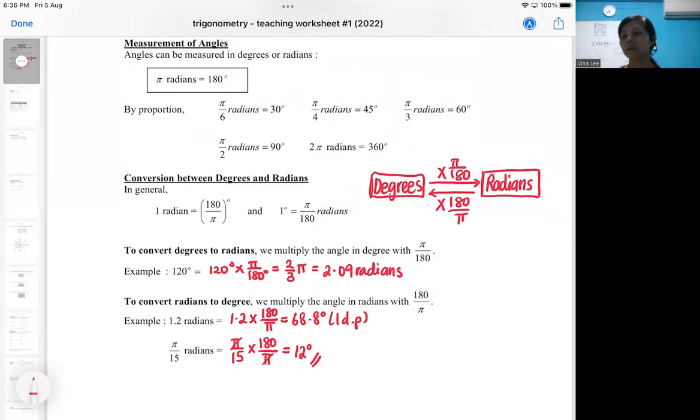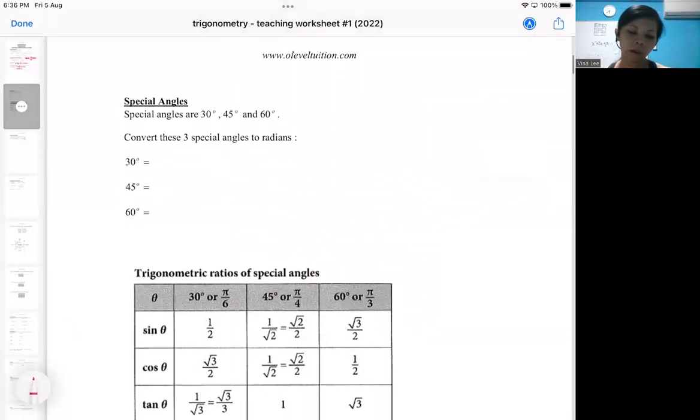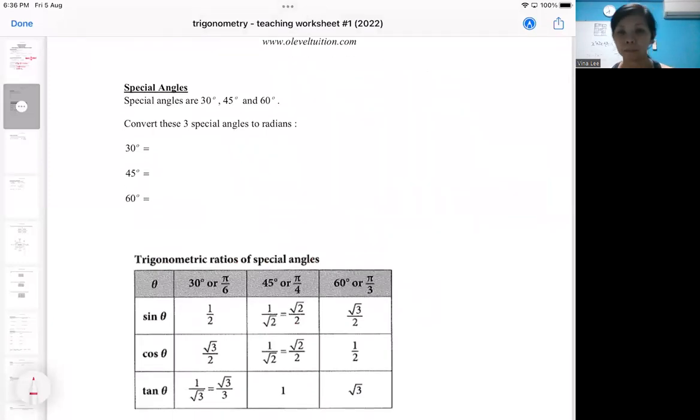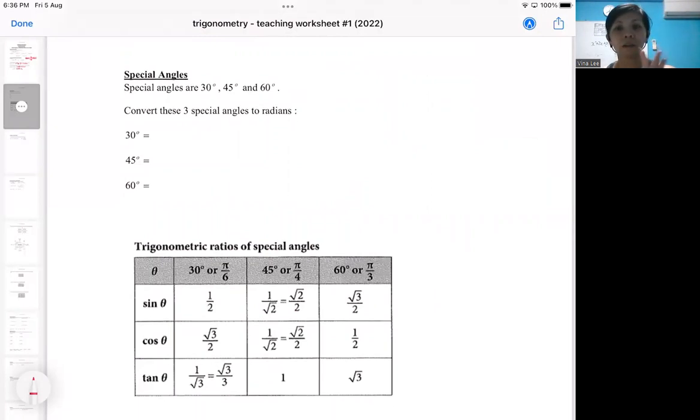The guideline is, if the question is in degrees, make sure your calculator is in degree mode. If your angle is in radians, make sure your calculator is in radian mode. The first part is we actually have 3 special angles. They allocate these 3 angles to be special: 30 degrees, 45 degrees, and 60 degrees. They classify these as special angles, so you must be able to convert them to radians if you need to.